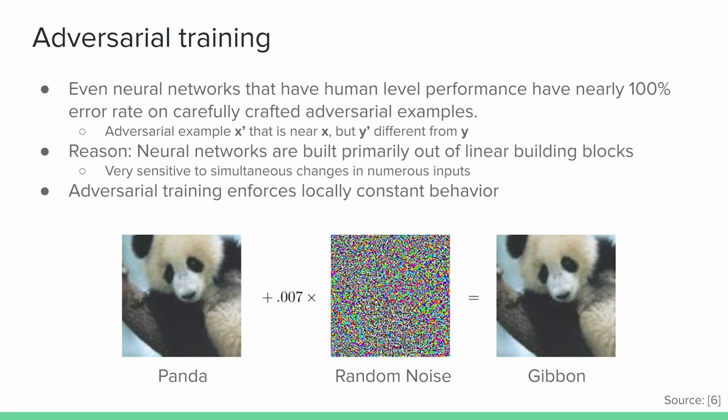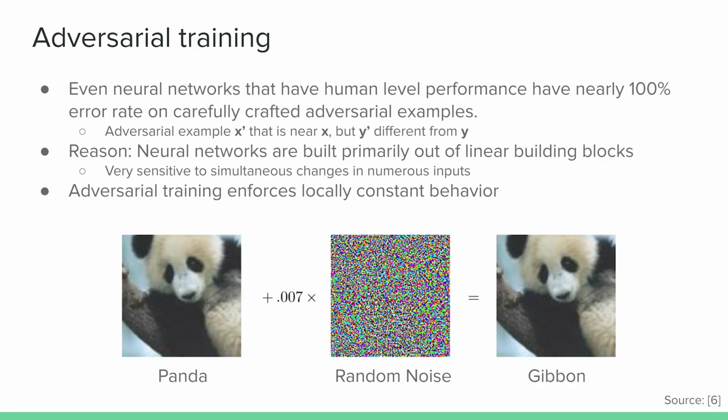like performance that is exceptionally well, all have a nearly 100% error rate on carefully crafted adversarial examples. So those are malicious examples that try to break your network. An adversarial example is more formally defined as x prime that is near x, so the inputs are very similar, but y prime is quite different from y, so the output is completely different.